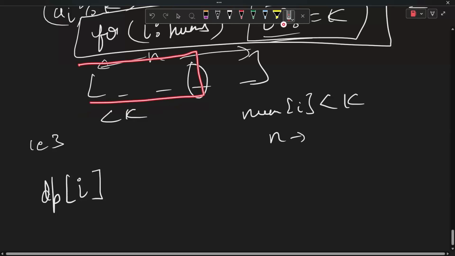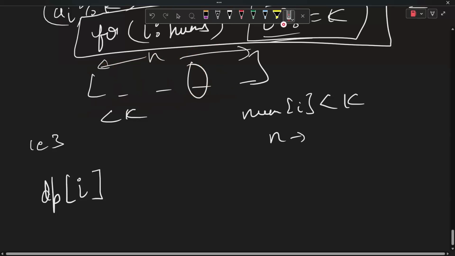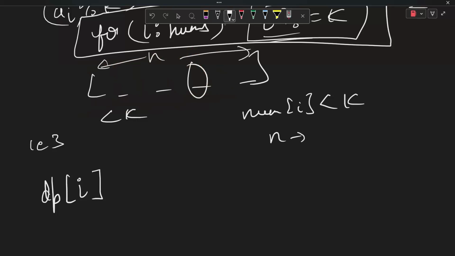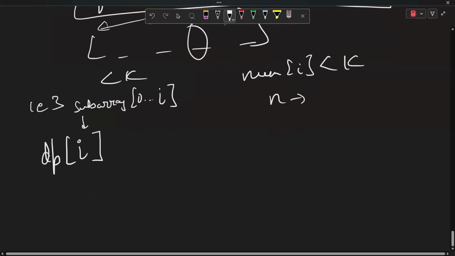So we are dividing this array into subparts. First we would calculate our answer for the subarray of just 0, then subarray 0 to 1, subarray 0 to 2, subarray 0 to 3, subarray 0 to 4. Likewise, we are dividing this problem into subparts. That's what we do in DP. So first, my index I represents that I'm calculating my answer for the subarray 0 to I.